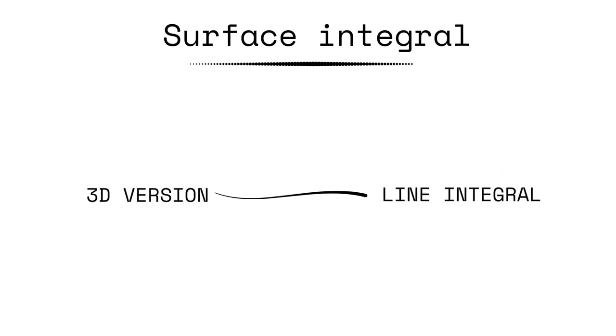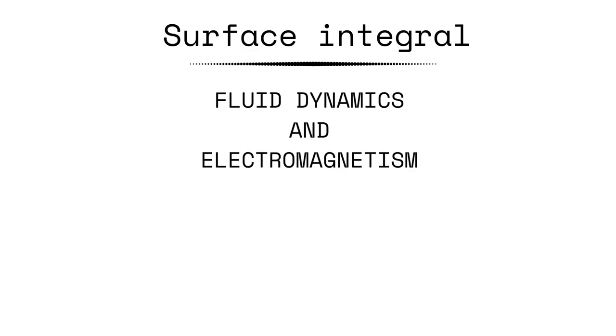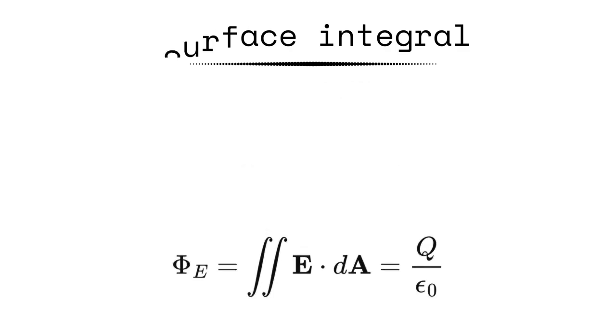The surface integral. This is the 3D version of a line integral. We integrate a function over a curved surface S. The key part of the equation is n, the normal vector, which points perpendicular to the surface. Where is it used? Fluid dynamics and electromagnetism. It calculates flux, how much stuff, water, electric field, flows through a surface.